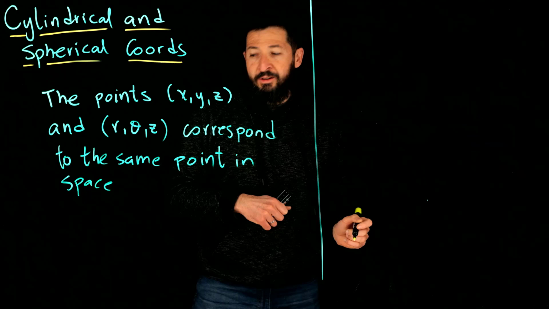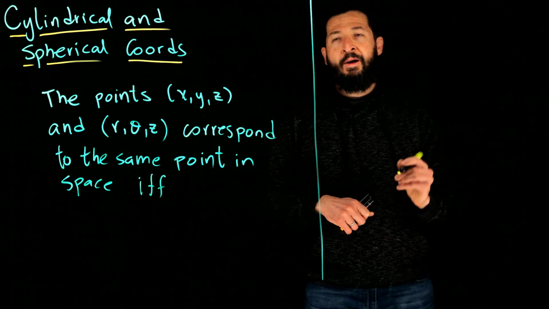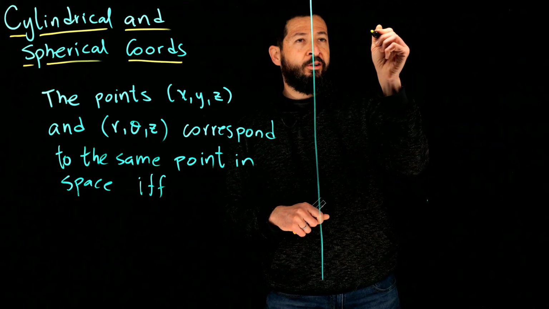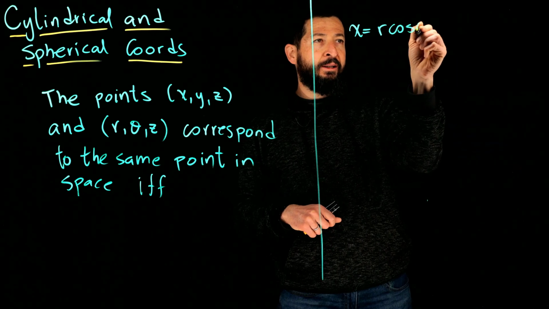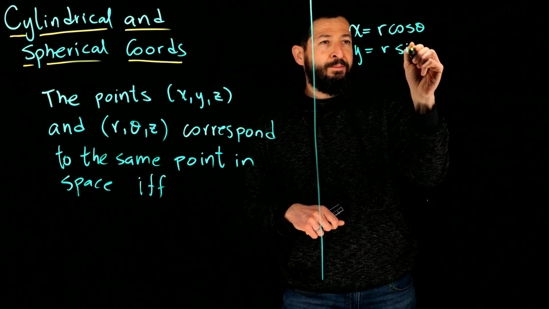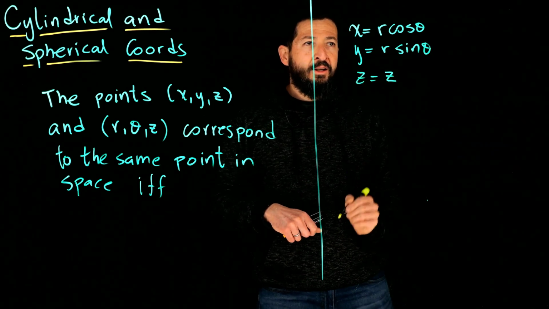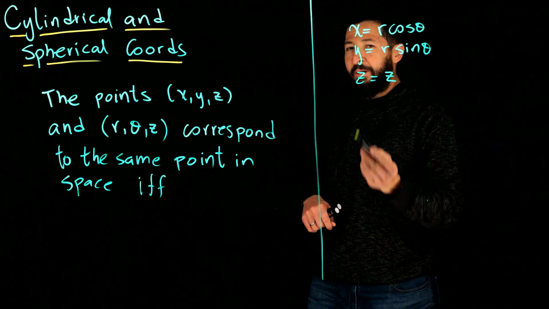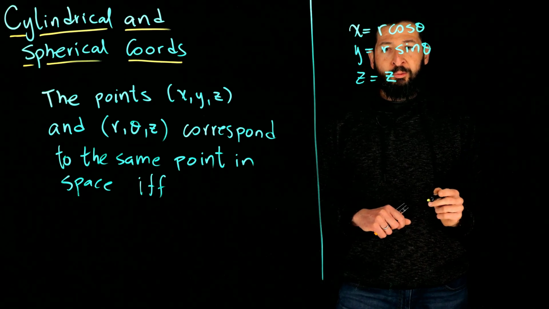Well, what are the relations? So if and only if, let's write iff to write if and only if. Well, firstly, you're going to have that x is going to be equal to r cosine of theta. Y is going to be r sine of theta. And z is going to be equal to z. So this is how you would obtain the rectangular coordinates if your cylindrical coordinates were given.